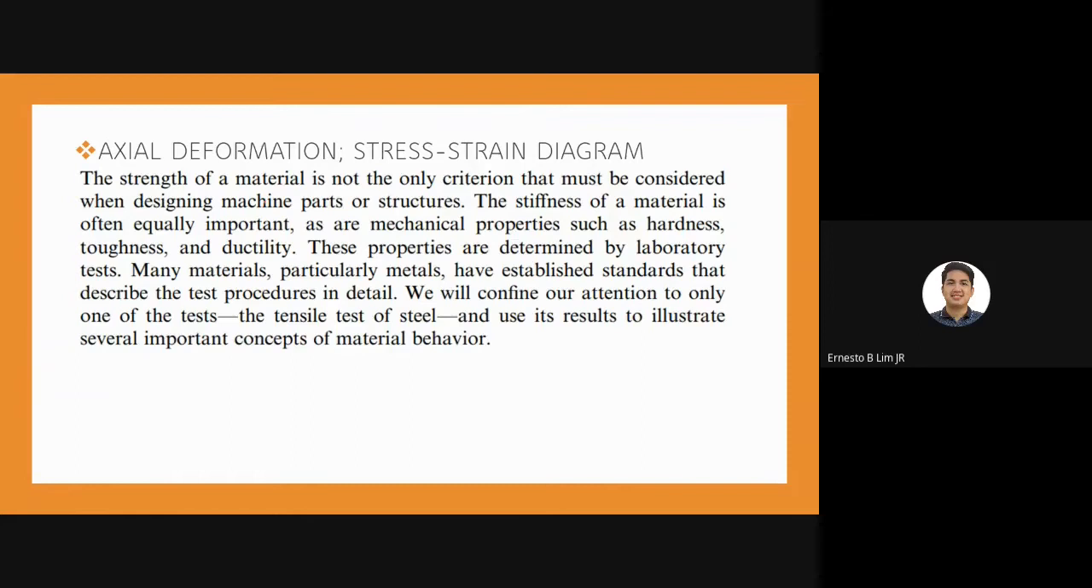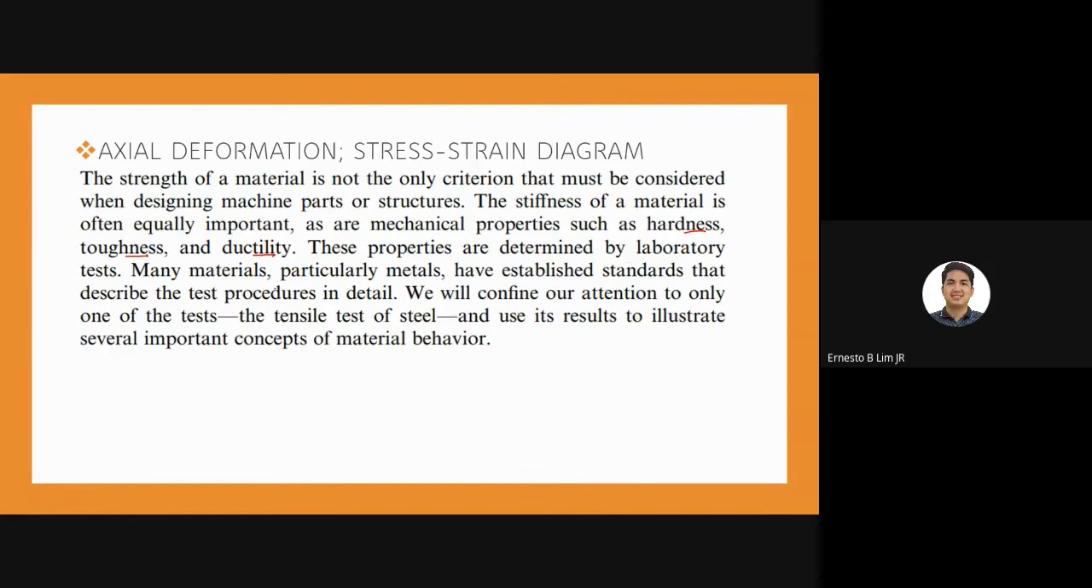So the strength of materials is not the only criterion that must be considered when designing machines or structures. So the stiffness of a material is often equally important, as are mechanical properties such as hardness, toughness, and ductility of your material. Okay, so these properties are determined by laboratory tests.